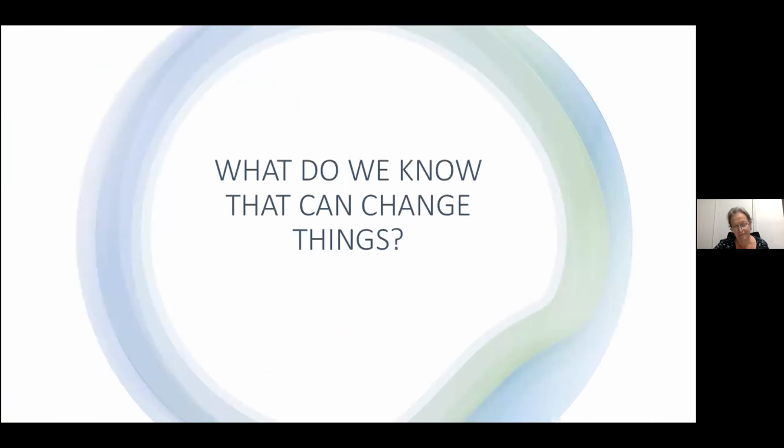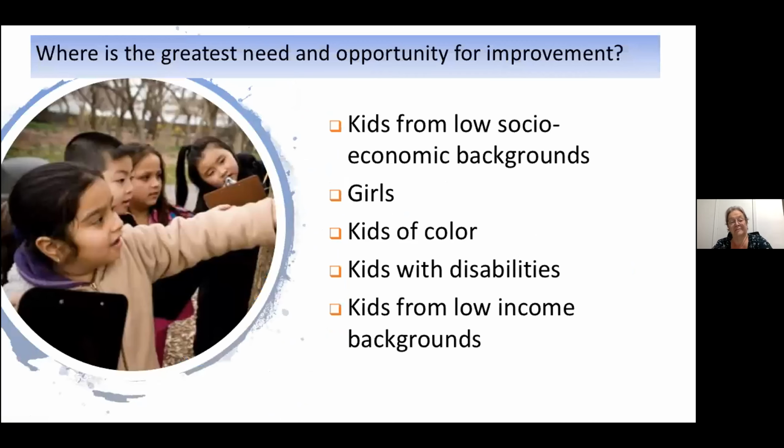So that was all the bad news. Because what do we know that we can change, that we can use to change things, to improve things, to make things better? And we actually know quite a lot. We know that the greatest need and the greatest opportunity for improvement comes from kids from low socioeconomic backgrounds. So poor kids, girls, and across any demographic. White people, Black people, Latino people, people with disabilities, across any demographic, women are more underrepresented than men. So kids of color, kids with disabilities, kids from low income backgrounds.